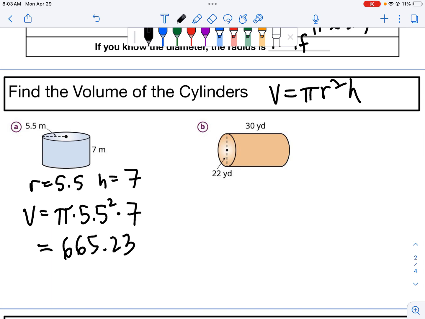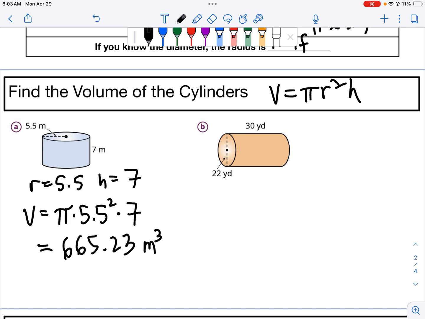Now, when we are doing volume, you must give a unit. If you don't give a unit, I don't know what 665 is in reference to. So this would be meters cubed. And a meter cubed, if you can think of literally a cube, is 1 meter by 1 meter by 1 meter.